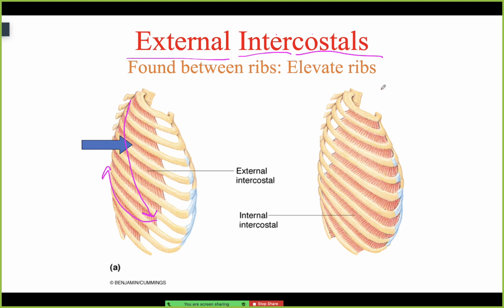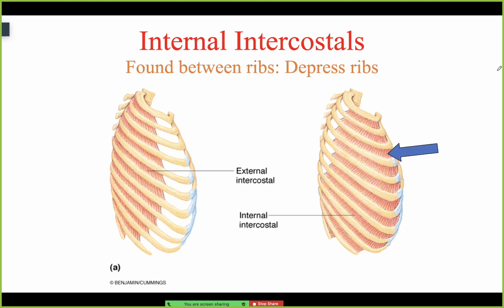And when you pull your rib cage up, I want you to write down here, inhale. When you contract the external intercostals, you elevate your ribs. You open up your rib cage. That helps you inhale. The internal intercostal starts medial and moves out lateral. This depresses your ribs, and I want you to write exhale.